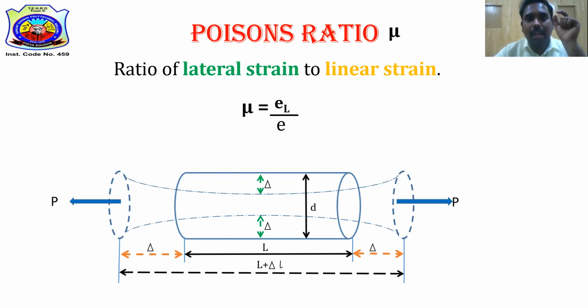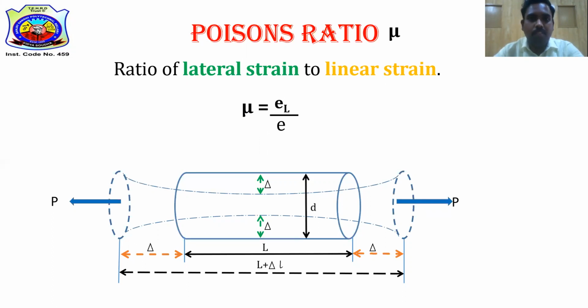Students, here I am applying a tensile load, so there are changes in two dimensions. It's very important. The first dimension is the length and the second is the diameter. If I take length as the reference, then it becomes longitudinal strain or linear strain. If I take diameter as the reference, then it becomes lateral strain. Very simple. So the formula for Poisson's ratio is mu equals EL by E, where EL is lateral strain and E is longitudinal or linear strain.